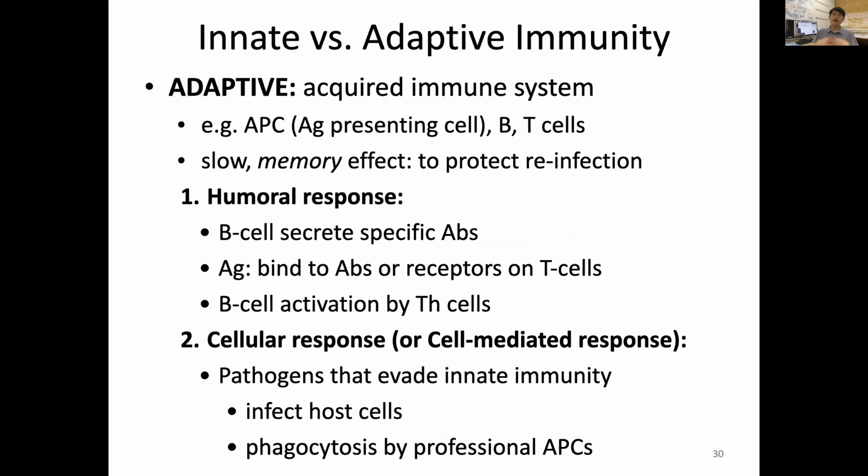So now let's discuss and summarize adaptive immunity, which is an acquired immune system. As an example, this contains APCs, or antigen presenting cells, and B cells and T cells. These cells are the main components of our adaptive immunity. And as I said, they are not the first line of defense, but the second line, and for the future. So they are usually slow and they have a memory effect, because that's for protecting ourselves from future reinfection.